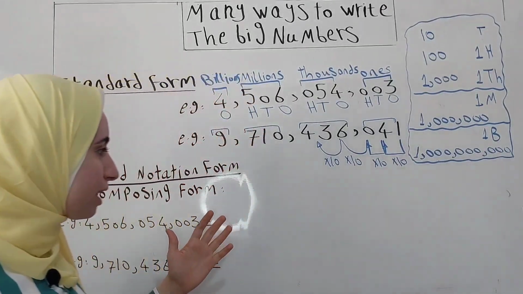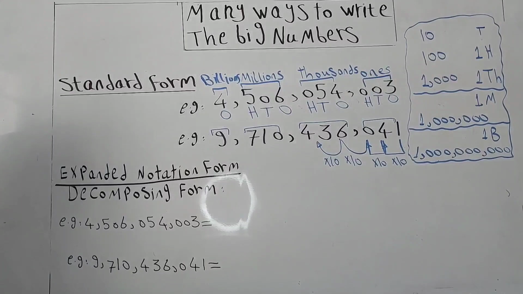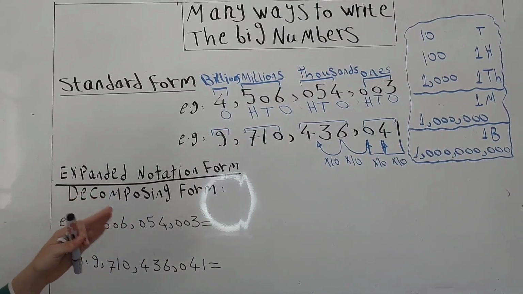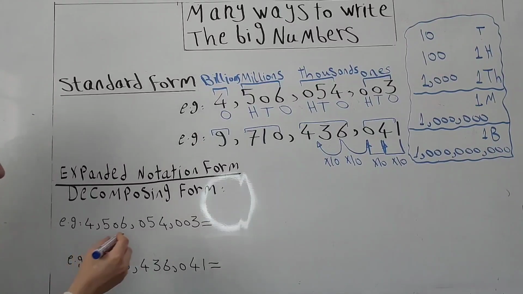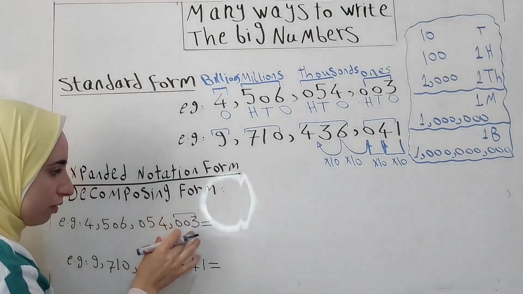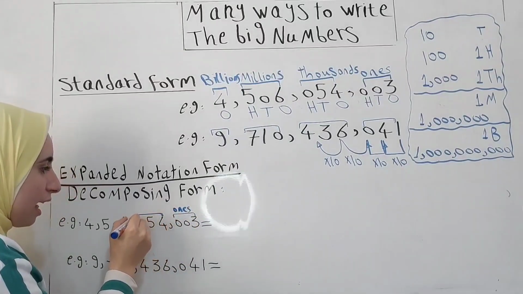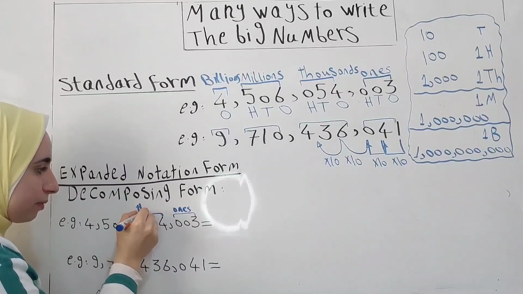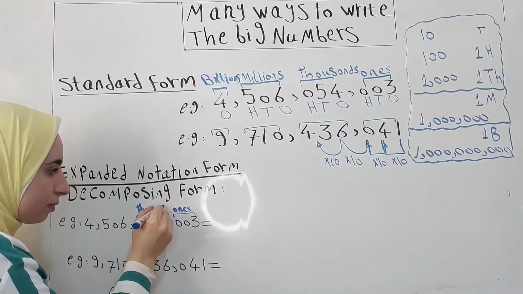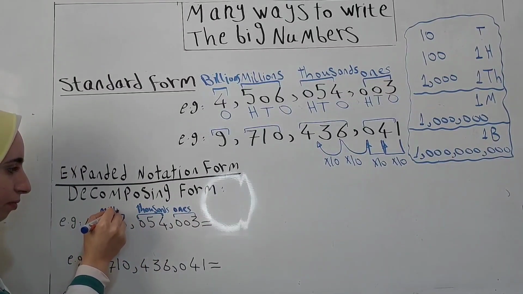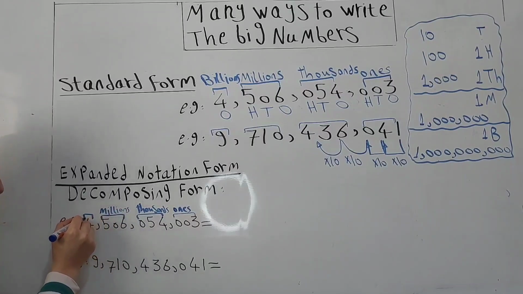Let's take a given example. We need to convert this number from standard form to expanded notation form or decomposing form. At the first, we write the name of each family above. This is ones, and this is thousand, and this is millions, and this is billions.